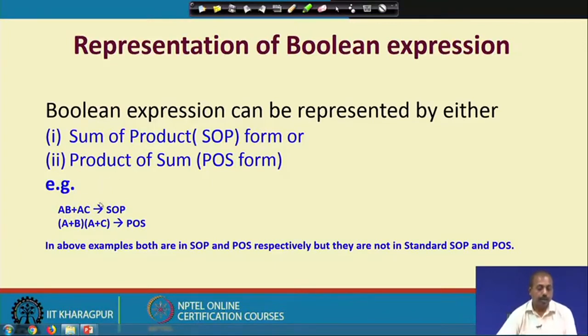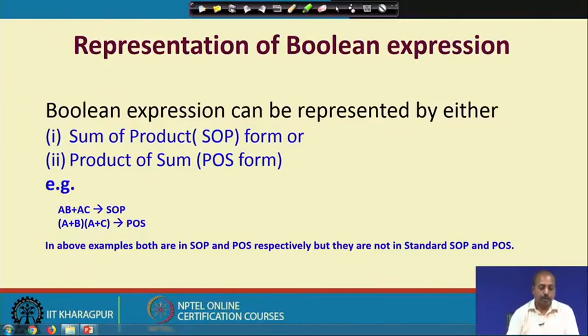The other alternative for Boolean expression representation is product of sum, where we take the sums as individual components, like A plus B or A plus C. These are individual components, and then we take the product of those components to come to the Boolean expression.